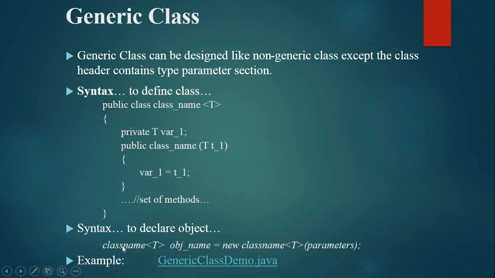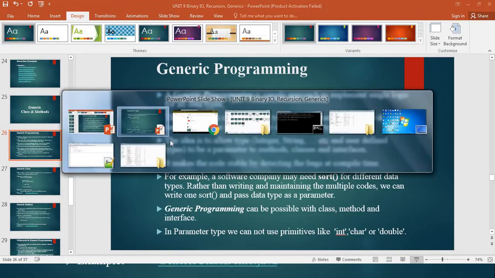The syntax to declare an object will be the class name, then the generic object name equals new class name, again generic, and the parameter list. So we will understand this by an example.